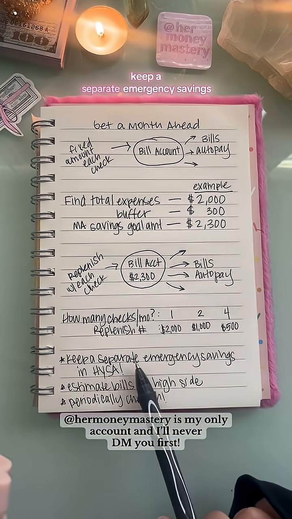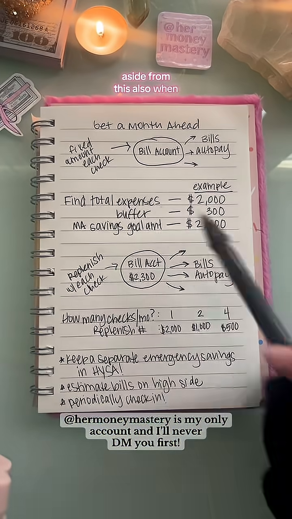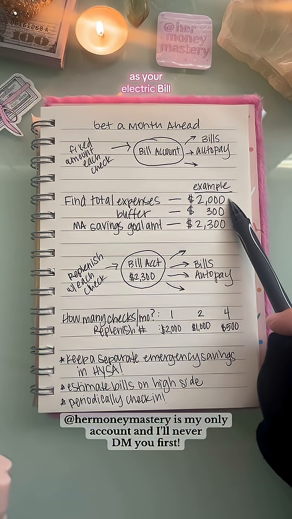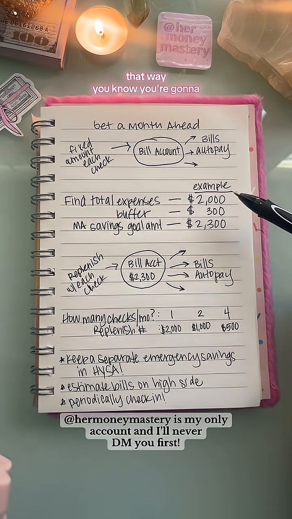Just a few tips: keep a separate emergency savings in a high yield savings account aside from this. Also, when you're up here estimating your bills, estimate them on the high side for bills that vary, such as your electric bill. Take a high electric bill and use that in your calculation. That way you know you're going to be covered.